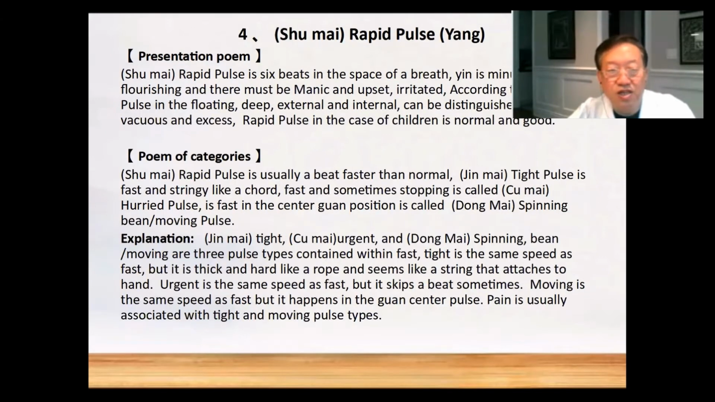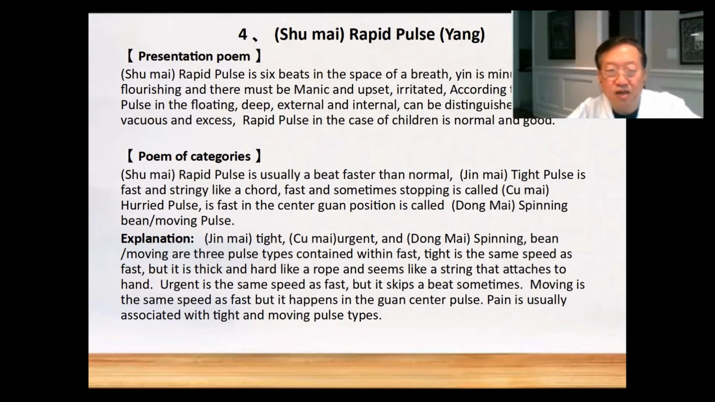4, Shuomai, or rapid pulse, which is in the yang category. Presentation poem. Shuomai, rapid pulse, is 6 beats in the space of 1 breath. Yin is minute, yang is flourishing, and there must be manic and upset, irritated, according to the rapid pulse in the floating, deep, external, and internal aspects. It can be distinguished between vacuous and excess. Rapid pulse in the case of children is normal and good.